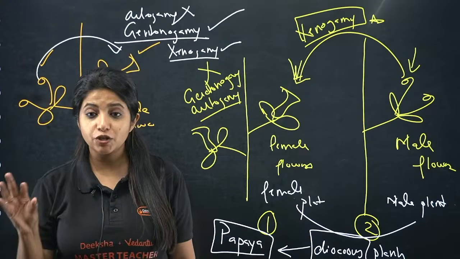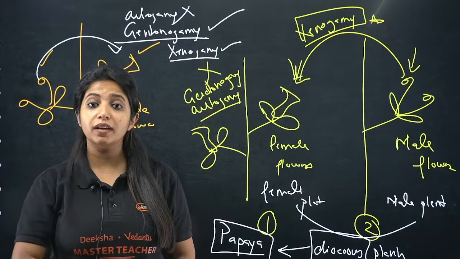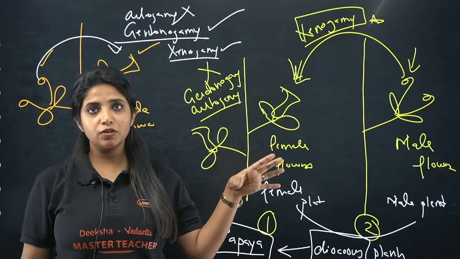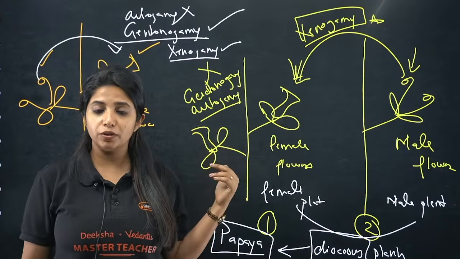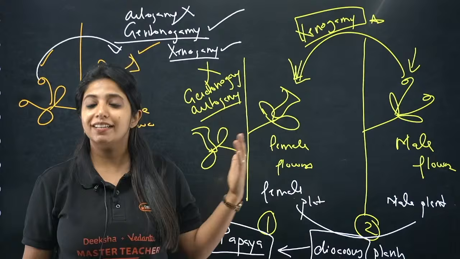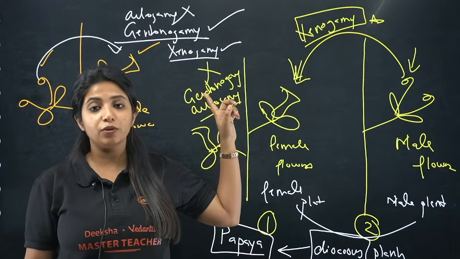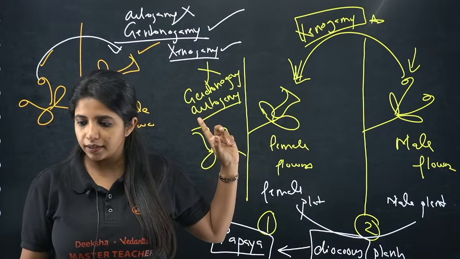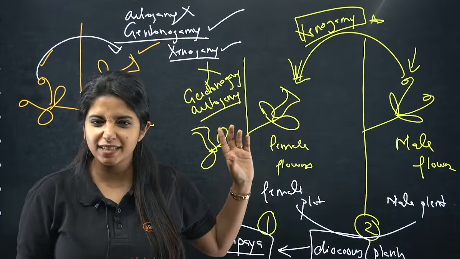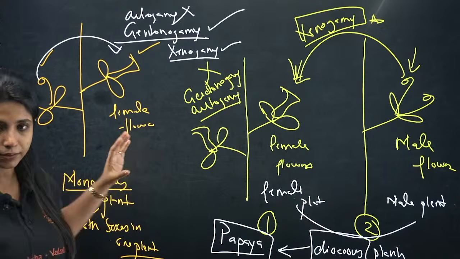Children, have you understood this? This is important. Your questions will be coming. In papaya, xenogamy is going to happen. Geitonogamy and autogamy are not going to happen. You should know that. Yes, that is correct. Xenogamy will happen. Geitonogamy and autogamy are going to be prevented. Okay? So please listen to me. This is very, very, very important.